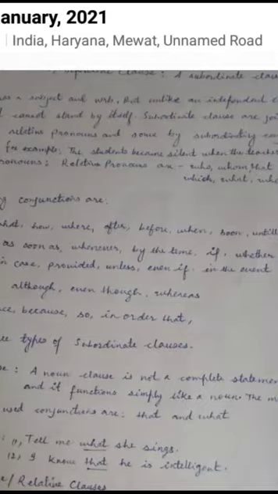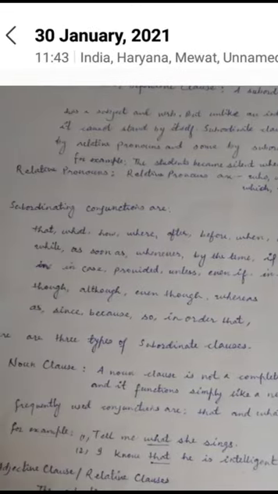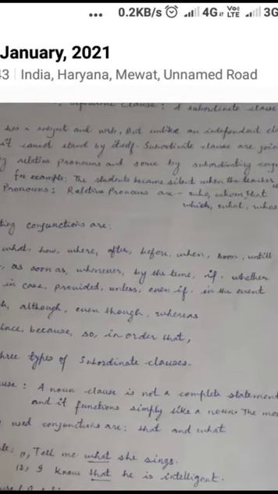but unlike an independent clause, it cannot stand by itself. As we have discussed, coordinate clause is independent clause, but subordinate clause is always dependent. It's a dependent clause. Subordinate clause को dependent clause भी कहा जाता है.